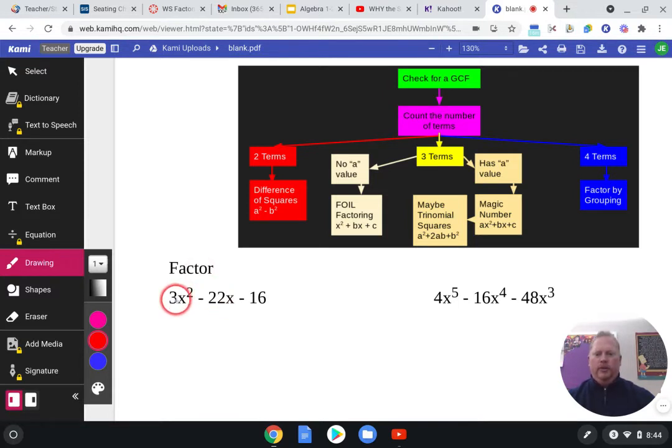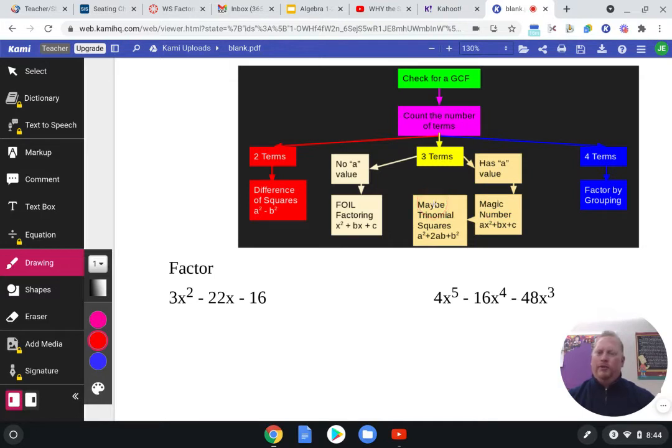So on this first one, I'm going to check for GCF first. So 3x squared. There's no number that goes into 3, 22, and 16. Not all the numbers have x's. So there's no GCF here. So there are 3 terms, and there is an a value. So I've checked for a GCF. There are 3 terms, and it has an a value, so I'm going to do magic number.